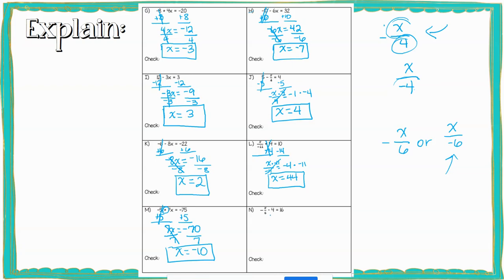For this problem, I would need to get rid of the minus 4 first. So the inverse of subtracting 4 is adding 4 on both sides. These would cancel to leave me with x over negative 6 equals, and then 16 plus 4 is 20. Now I see x divided by negative 6, so I'm going to use the inverse, which is multiplying by negative 6 on both sides. Those would cancel to leave me with x equals, and then positive 20 times negative 6 is negative 120.